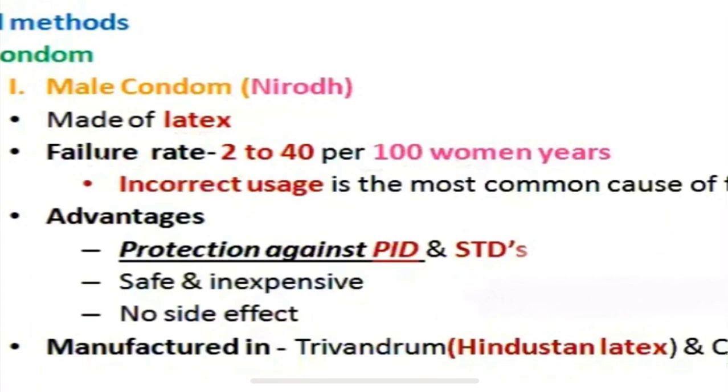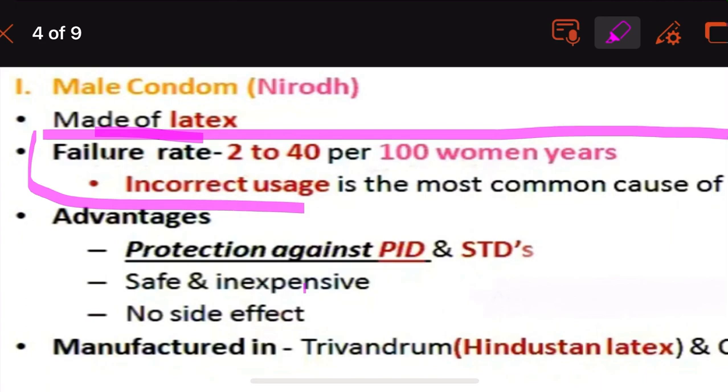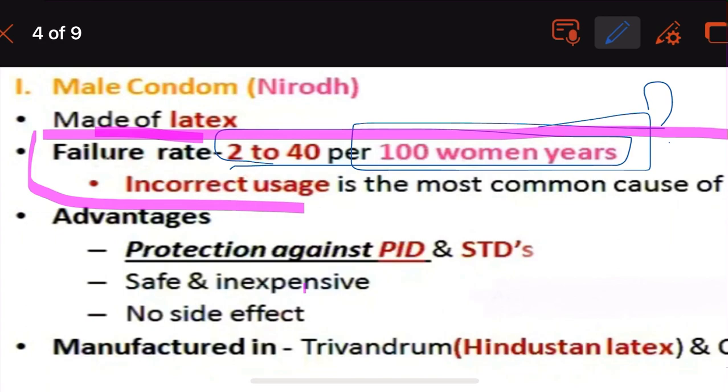We know that condoms are made of latex. We studied the advantages and disadvantages. Now let us discuss the failure rate. Here they are saying that the failure rate is 2 to 40 per 100 women years. What do they mean by 100 women years? First you need to understand what 100 women years is. Suppose a couple is using one method of contraception for a period of 1 year.